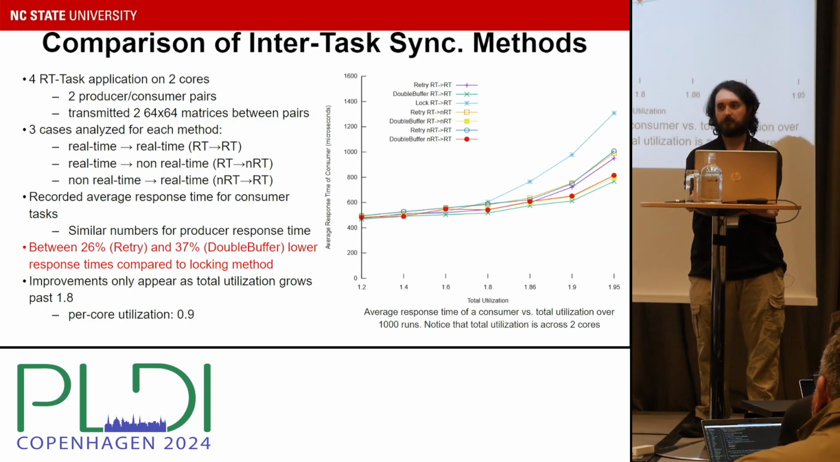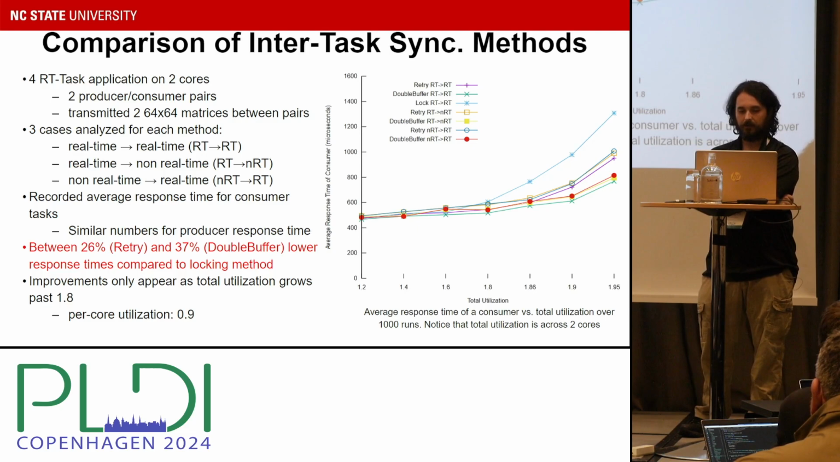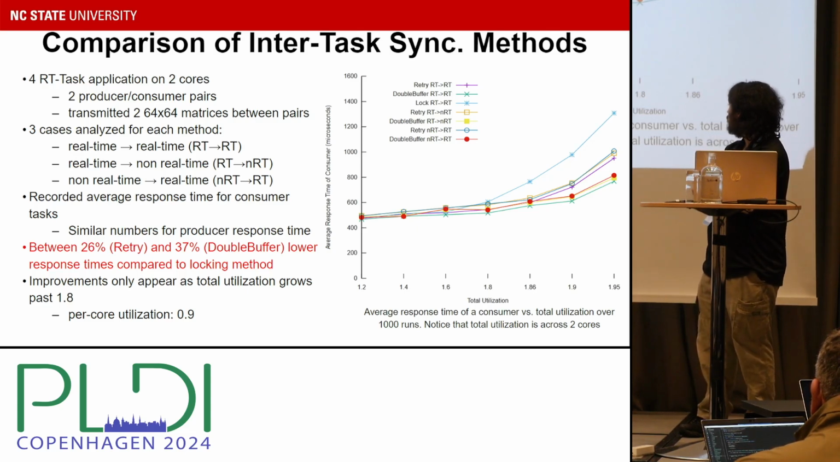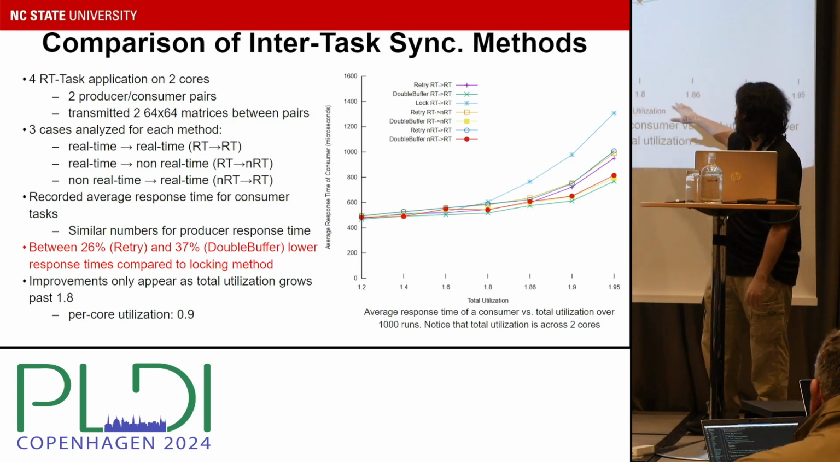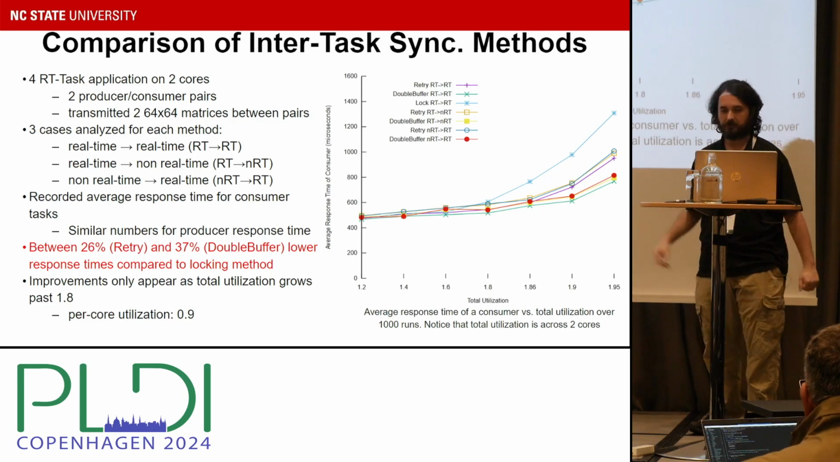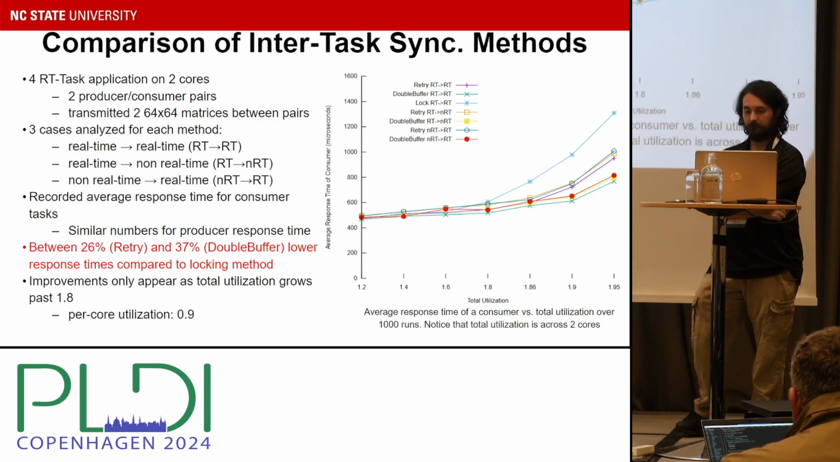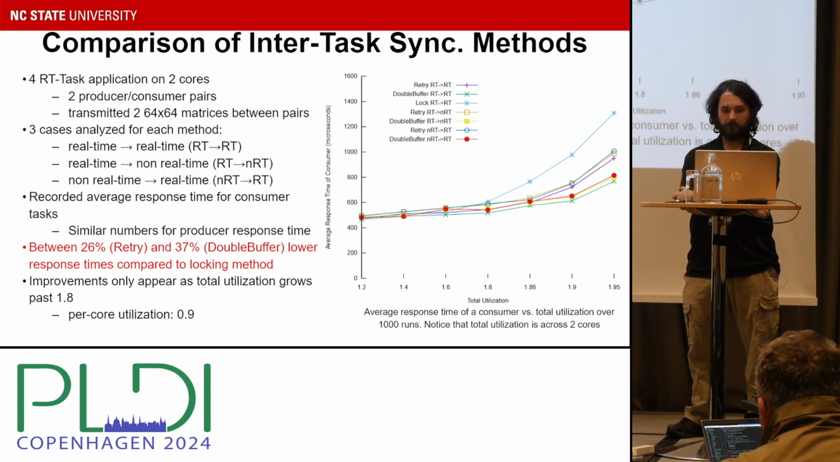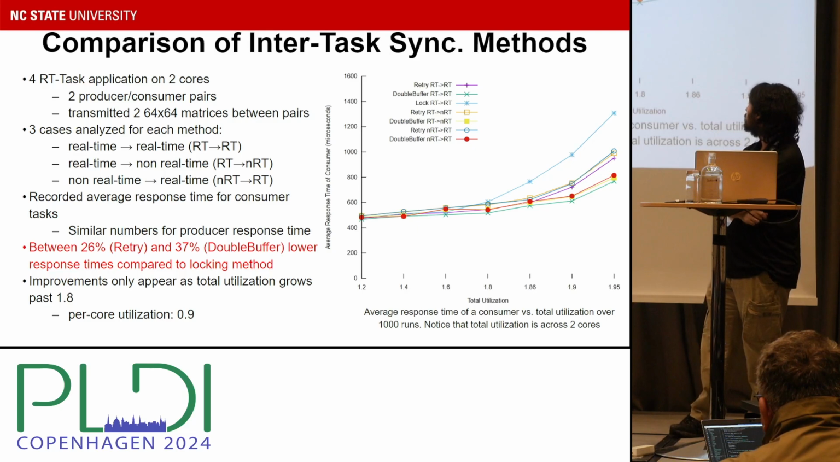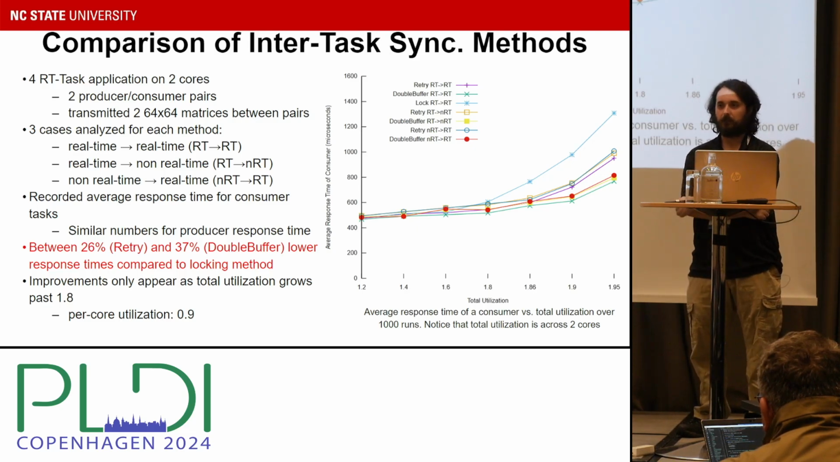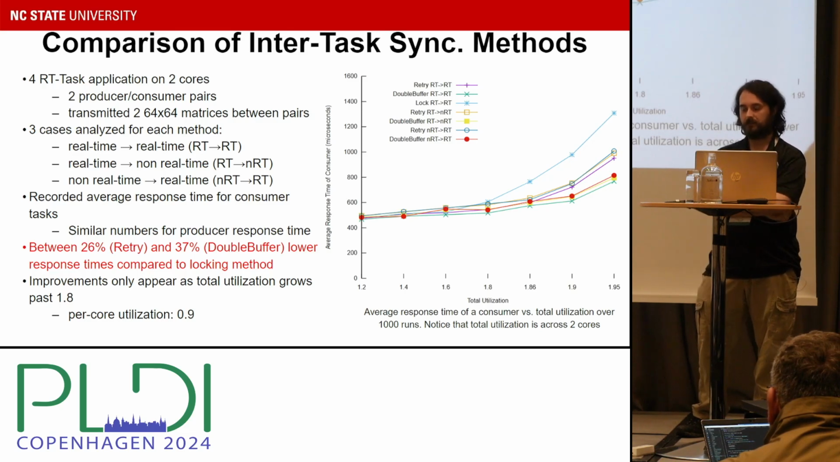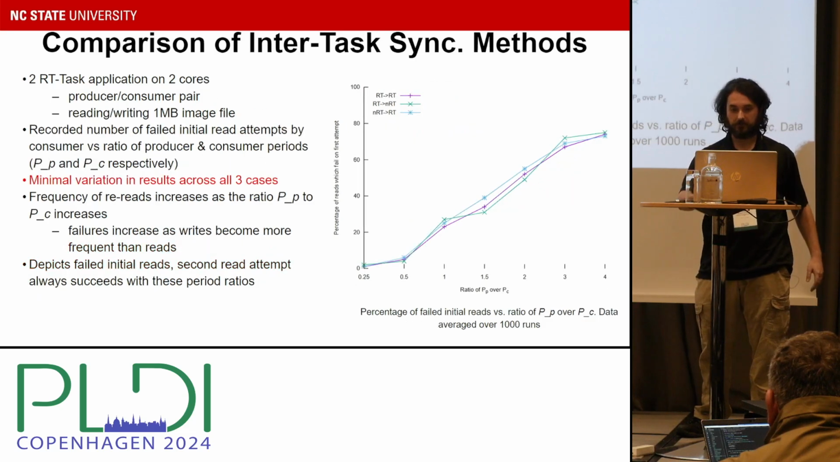Significantly lower response times were observed using the lock-free methods than the lock-based methods. Specifically, the double buffer had the best response times. And I'll note, this is total utilization, not per core utilization, which is why it starts at 1.2. So the improvements aren't really visible until utilization gets fairly high, for obvious reasons. When utilization is fairly low, not a lot of the response time is limited by contention on inter-task synchronization.